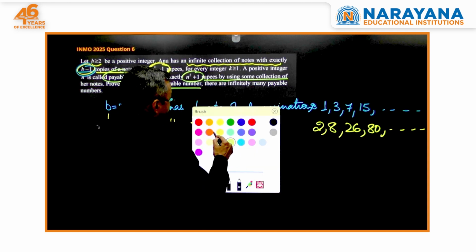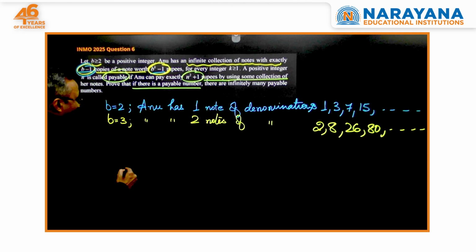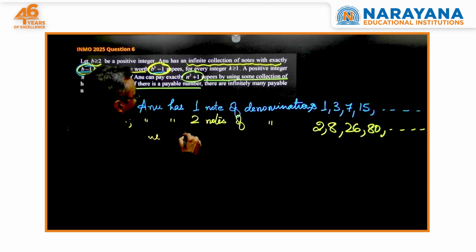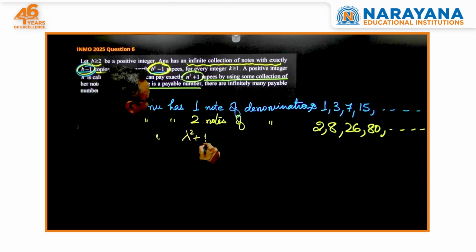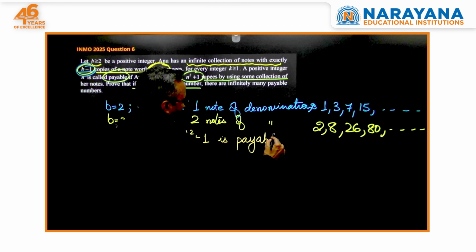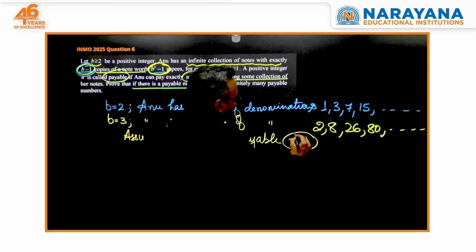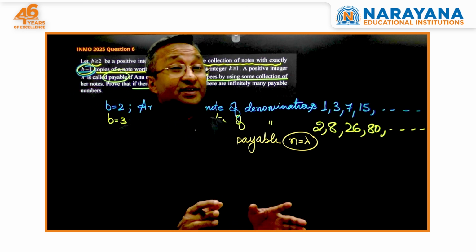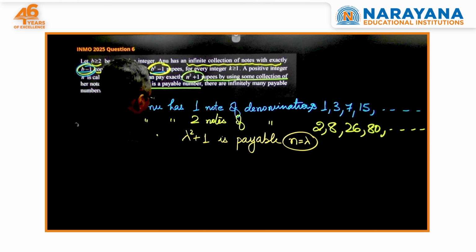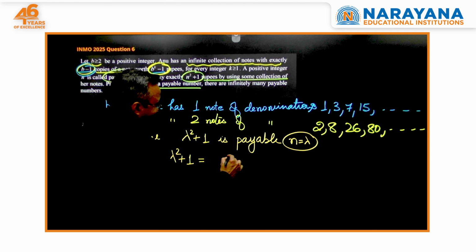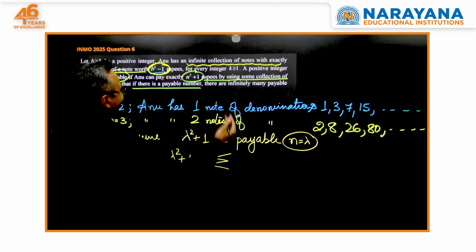So this again is to a great extent inductive logic. Let us assume lambda square plus 1 is payable, n is equal to lambda. Let me say for some lambda, the amount lambda square plus 1 is payable in this denomination. What would this mean? This would simply mean that lambda square plus 1 is a summation of these currencies.